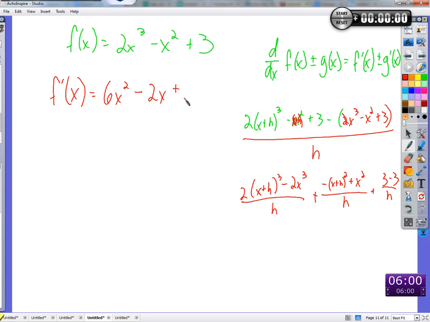Plus the derivative of 3? 0. So you can see when you're taking derivatives, if at the very end you have this constant term, that doesn't contribute to the derivative.